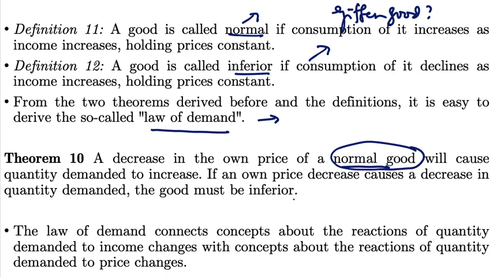So if a decrease in own price causes a decrease in quantity demanded, then the good must be an inferior good. Can you give examples of inferior goods? What are examples of Giffen goods? What is an example of a normal good? Now, the law of demand connects concepts about reactions of quantity demanded to income changes with concepts about directions of quantity demanded to price changes.